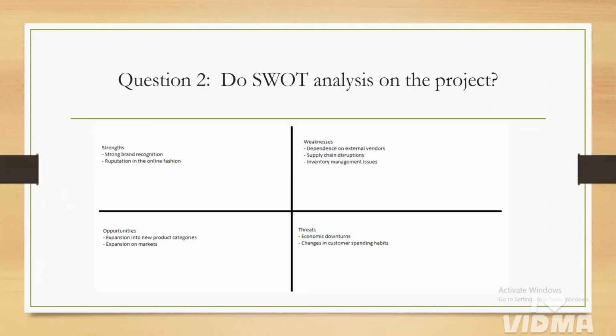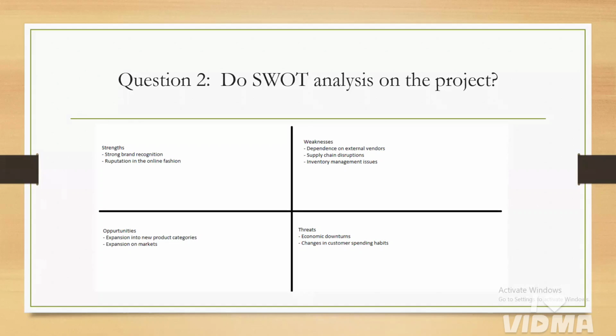Coming to the SWOT analysis. This SWOT analysis is done for knowing the strengths, weaknesses, opportunities, and threats of your company. Strengths are strong brand recognition and reputation in online fashion. Weaknesses will be the dependence on external vendors, supply chain disruption, and inventory management issues. The opportunities will be expansion into new product categories and expansion of markets, and threats will be economic downturns and changes in customer spending habits.